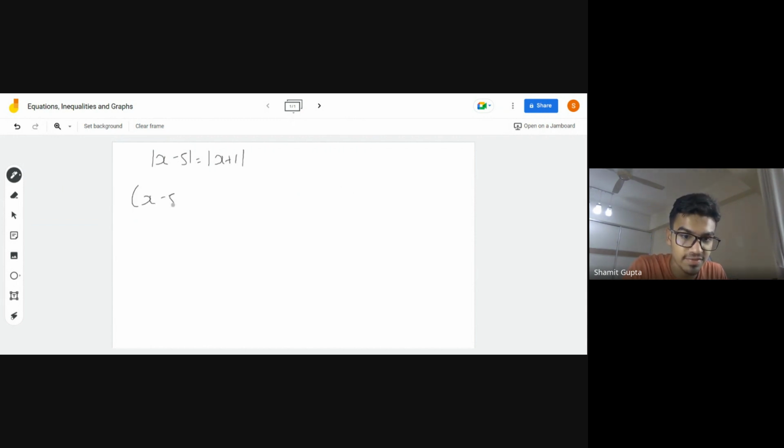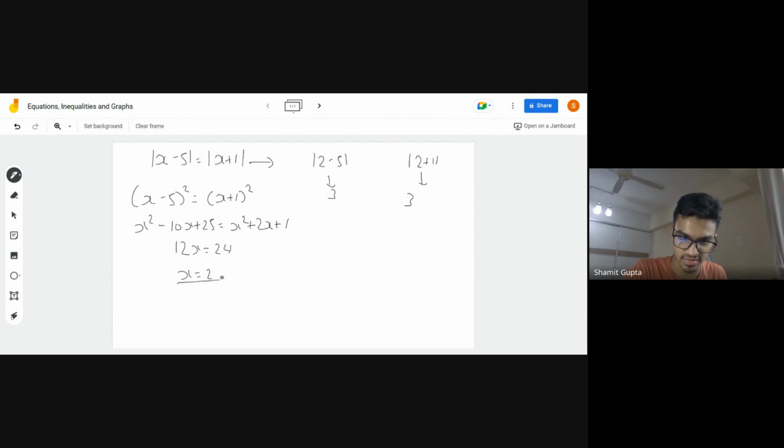So if you do x minus 5 squared equals x plus 1 squared, then it becomes x squared minus 10x plus 25 is equal to x squared plus 2x plus 1. Then you can do some maths. It becomes 12x equals 24, and x equals 2. You can try substituting it inside. Modulus of 2 minus 5 is 3. Modulus of 2 plus 1 is also 3. So yes, x equals 2 is correct, and it is our answer.